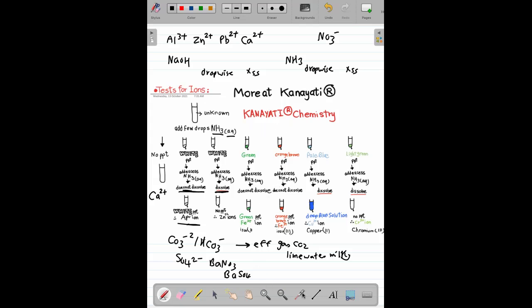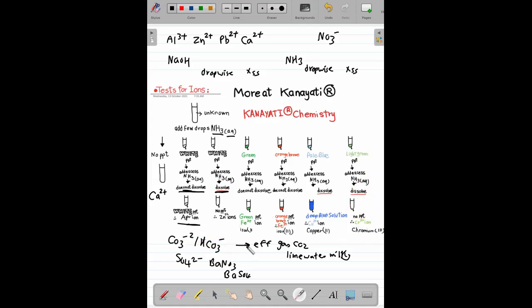A green precipitate here, orange, reddish brown, pale blue precipitate, light green precipitate. In case of excess, it does not dissolve for Fe2+, does not dissolve for Fe3+, dissolves and changes from a blue precipitate to a deep blue solution, and dissolves to form a colorless solution without precipitate in case of chromium.